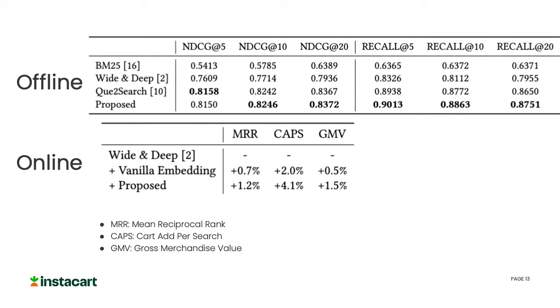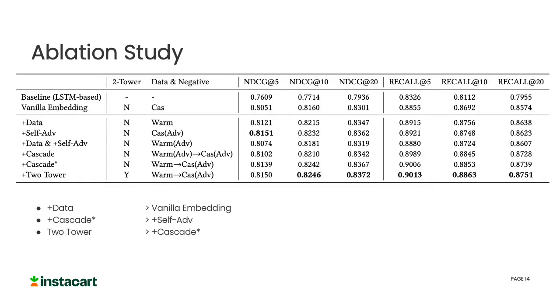We compare the system with different baselines, including BM25 retrieval, LSTM-based wide and deep model with conversion and text features, and we also implemented a query to search as a baseline. From the offline evaluation, we can see our proposed method outperforms the baseline systems. By updating to the full proposed model, it gains 4.1% in MRR at cart and 1.5% in GMV.